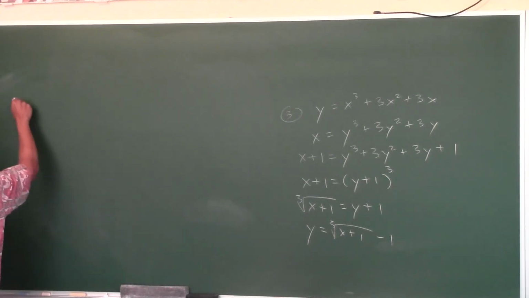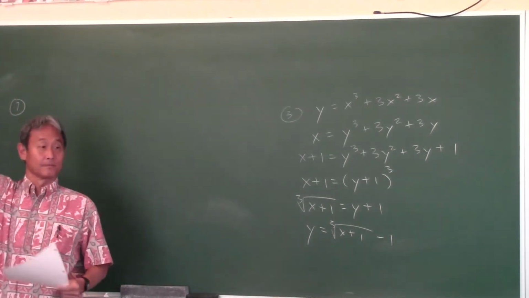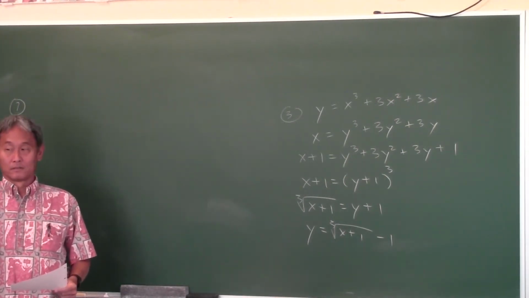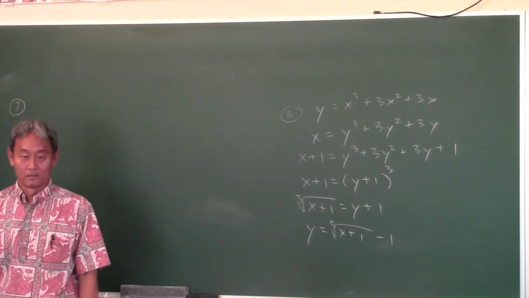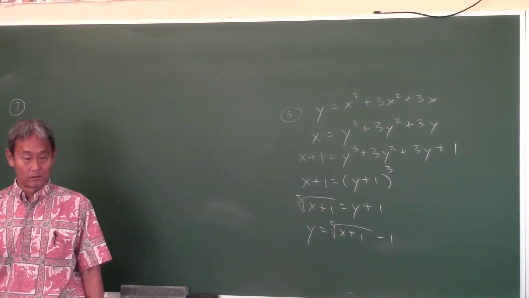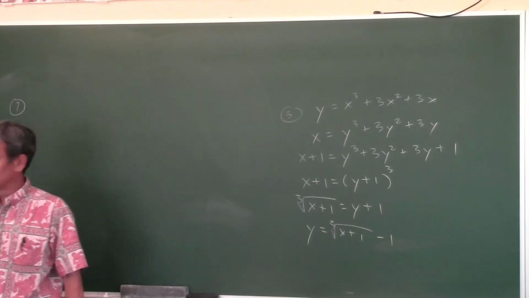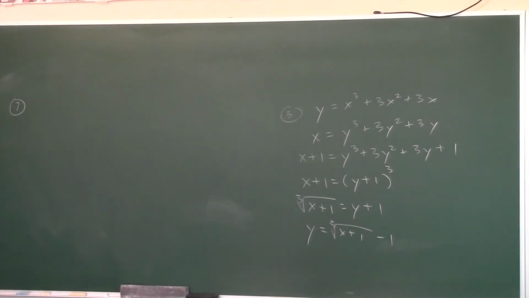Okay, number 7. How many people got number 7? 1, 2. Okay, I'm going to have to take a poll of this one. So period 3, period 4, period 5, period 8. So 2 people in period 3. Wait, attempted, got it. Got the answers on the bottom.